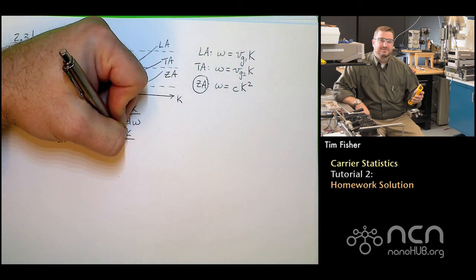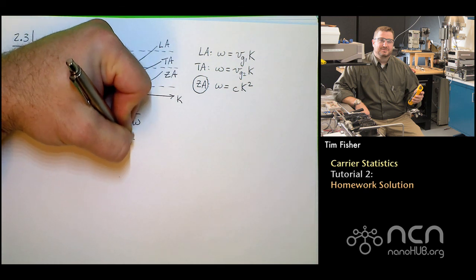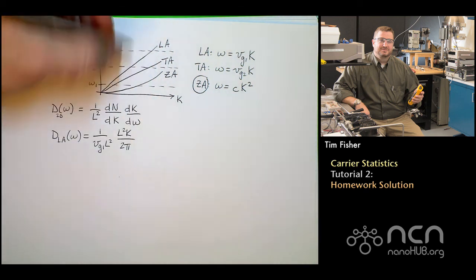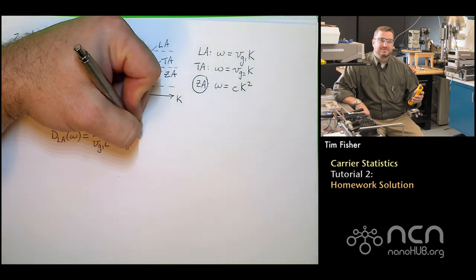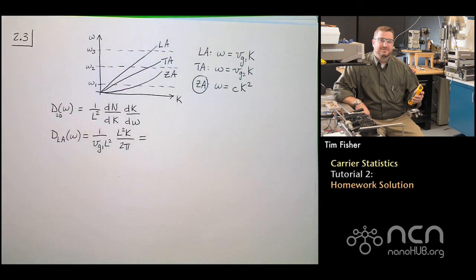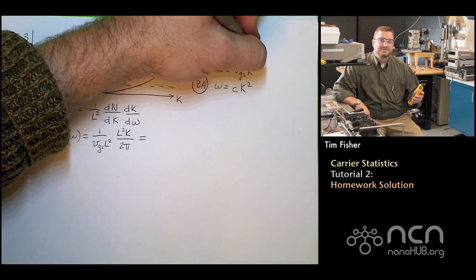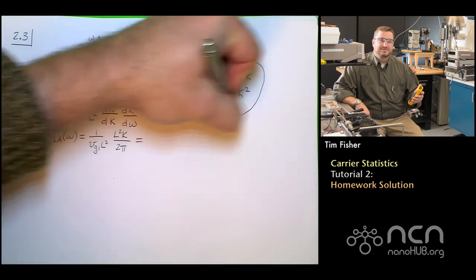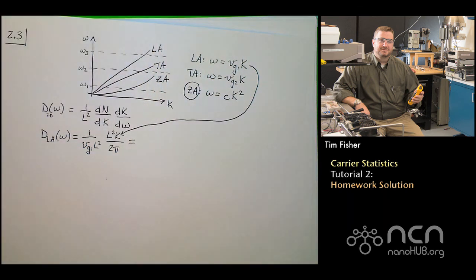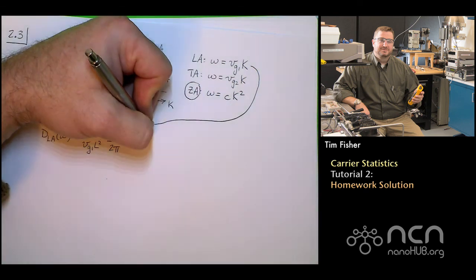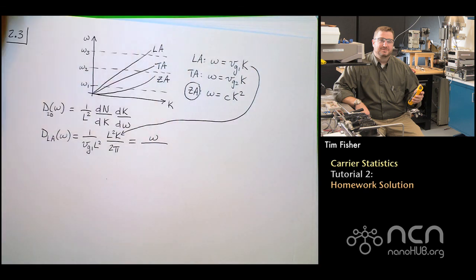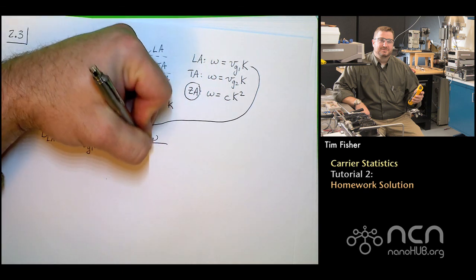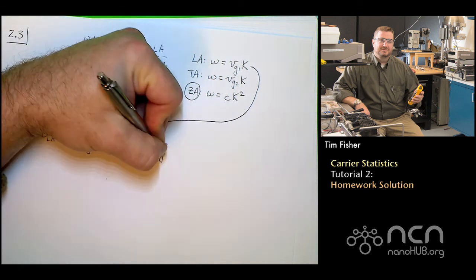That will be L squared times k divided by 2 pi. And then we do finally our substitution, where we substitute our dispersion relation, so that's way up here. We're going to substitute frequency for k using that dispersion relation, and we find that the density of states is going to be proportional to frequency divided by a constant times the group velocity squared.